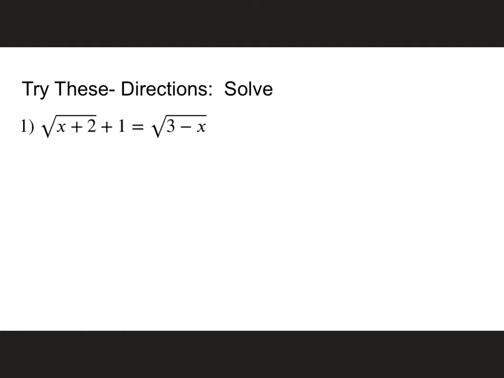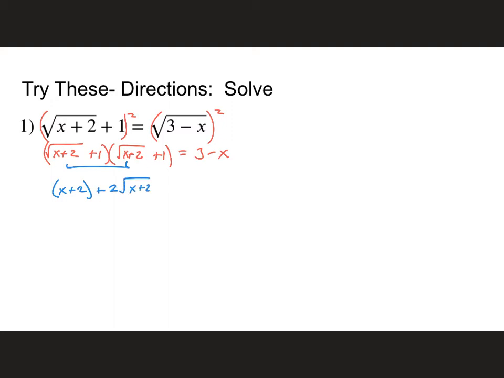We have the square root of x plus 2 plus 1 equals the square root of 3 minus x. We're going to go through this problem and do exactly what we did in the last problem. We're going to square both sides. That will give me, if I multiply this out, so we have the square root of x plus 2 plus 1 times the square root of x plus 2 plus 1 equals, that just turns into 3 minus x. When we FOIL on this side, we end up with x plus 2 plus, I'm going to skip a step there, 2x plus 2 times the square root of x plus 2 plus 1 equals 3 minus x.